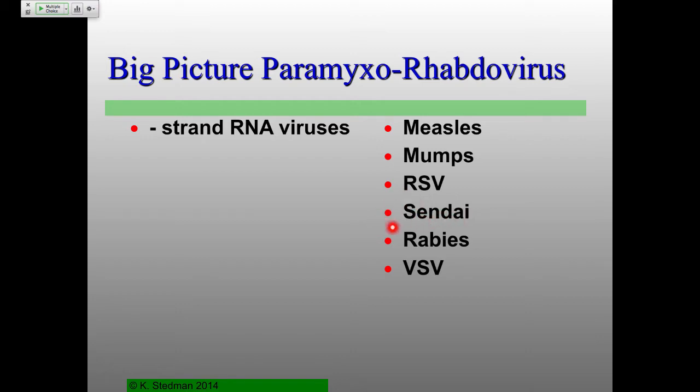Sendai virus is a really nice model system for studying some of these. Rabies is actually not a paramyxovirus. It's a rhabdovirus, but as we'll see, the only real difference between the two is the shape of the virion. Otherwise, molecularly, they're extremely similar to each other. And vesicular stomatitis virus is sort of the model for the rabies virus.